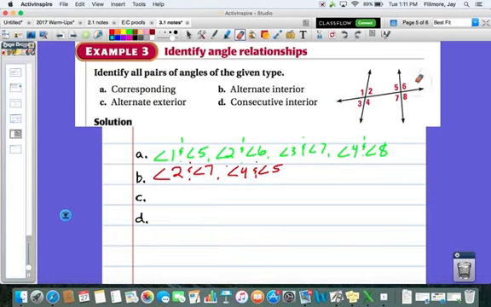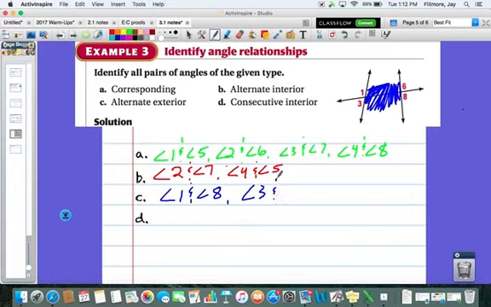All right, the next one, part C, we're talking about alternate exterior angles, which means we're not going to worry about the stuff on the inside. So let's just get rid of that right there. And they're alternate, so one's in the top, one's in the bottom. So angle 1 and angle 8 would be one example, and then angle 3 and angle 6 would be another. Only 2 pairs of those, unlike corresponding. Corresponding is kind of special.